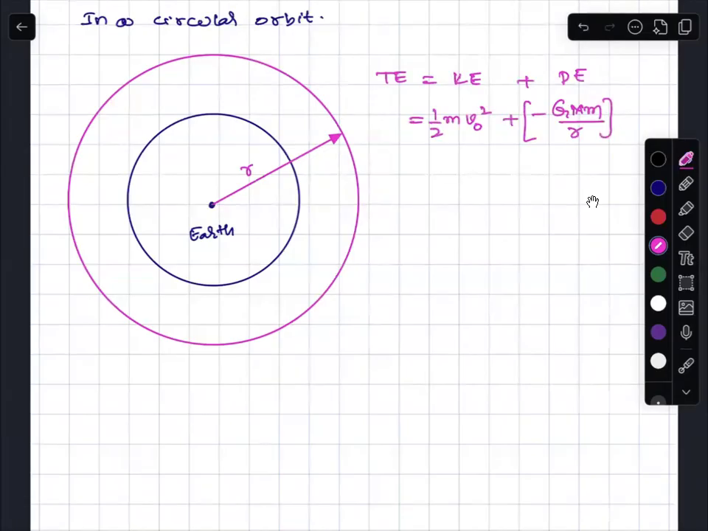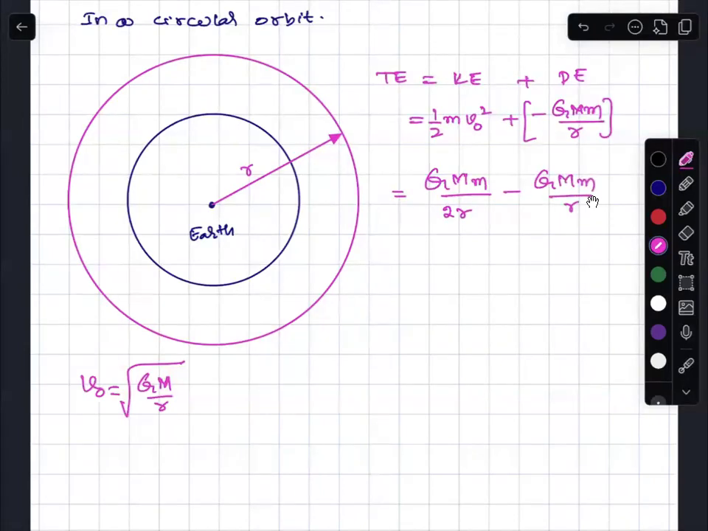Any doubts? Now v₀, you already know what is v₀, root GM/r. This you will get as GMm/2r minus GMm/r. This will become minus GMm/2r. For circular orbit, please note that total energy, kinetic energy and potential energy will bear the ratio minus 1 is to 1 is to minus 2.